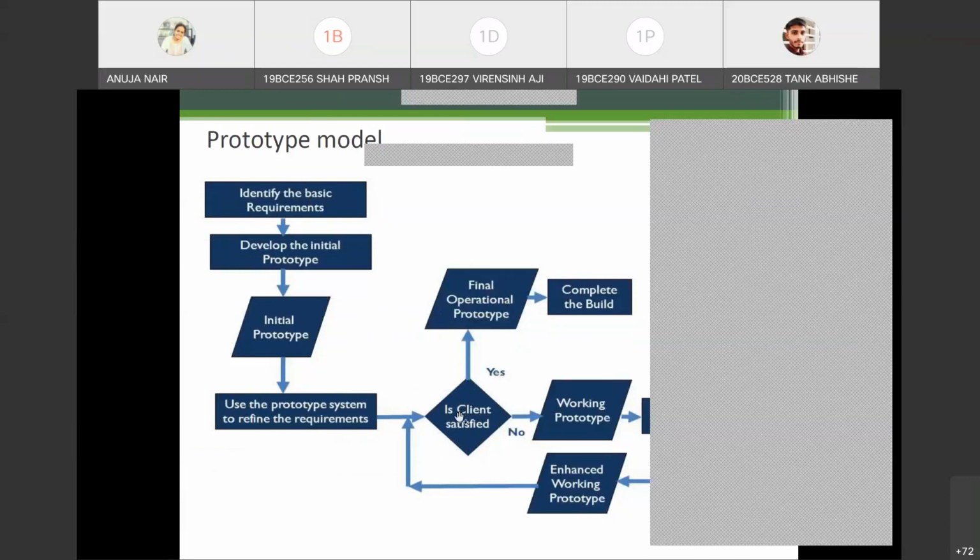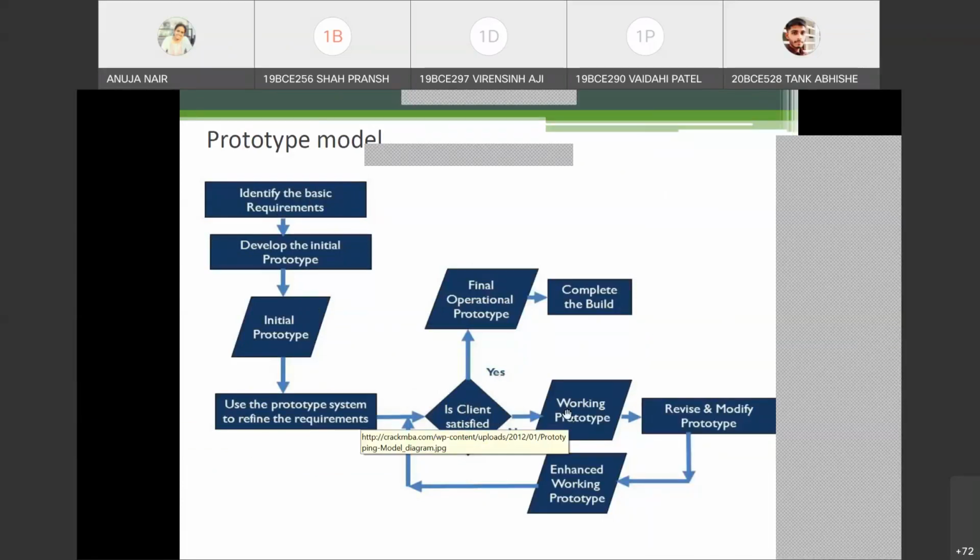But if the client is not satisfied, then what will you do? You will refine the prototype. You will modify the prototype. So if the client is satisfied, complete the build, complete your entire structure, complete the entire code, and then work on it. But if the client is not satisfied, you will revise and modify the prototype, enhance the working prototype, and perform the same task again. So when you're performing the same task again, till the client is satisfied, you will be working on the initial prototype itself.